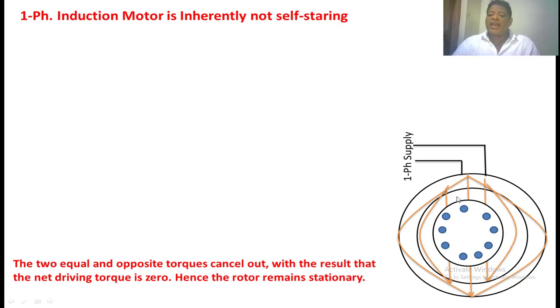That voltage will be driving a current through all the conductors. These conductors are carrying current in the opposite direction compared to the conductors lying under the north pole, because this is the north pole and this is the south pole area.